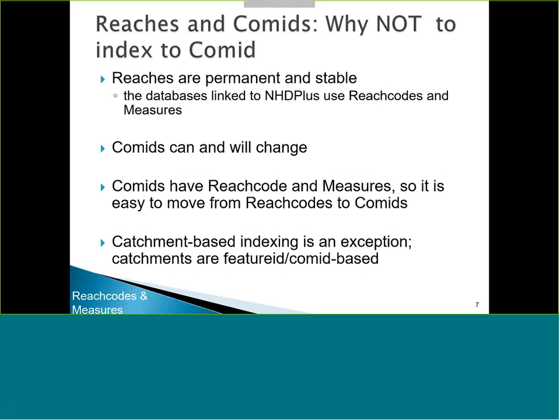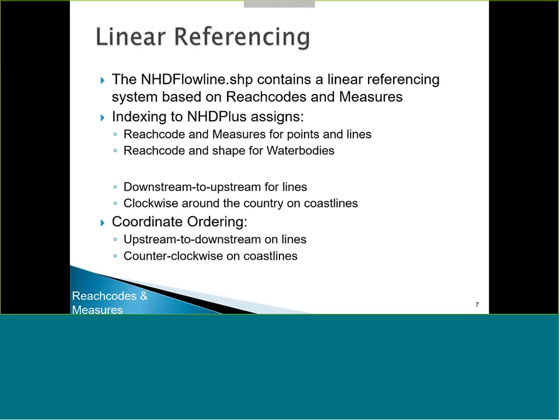Now, it is easy to move back and forth between COM IDs and reach codes, tabular information in the value-added attributes, as well as the NHD flowline tables. You can do that. Now, there is catchment-based indexing and catchment-based data building, which has to use the COM IDs, basically. So there's a bit of, I wouldn't call it tension, but there is a bit of a dichotomy that we have here between reach codes and measures and COM IDs, which is a fundamental atomic unit.